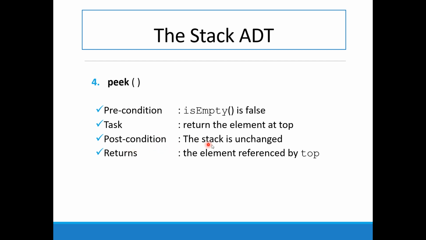Post condition, the stack is unchanged. Kita akan dapat value top, and then the stack is unchanged sebab kita tak remove pun, kita tak buang pun top tu. Okay, berbeza dengan pop. Return the element referenced by top. Okay, ini beza antara pick dan pop. Pop akan remove element, pick tak remove element.